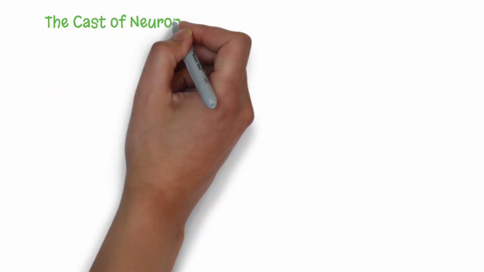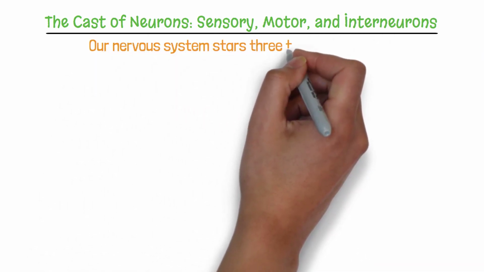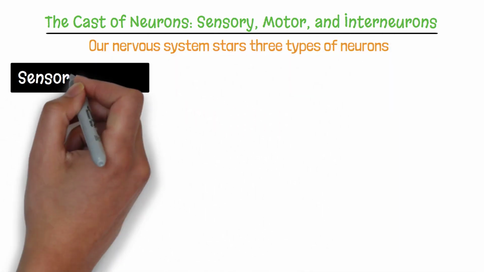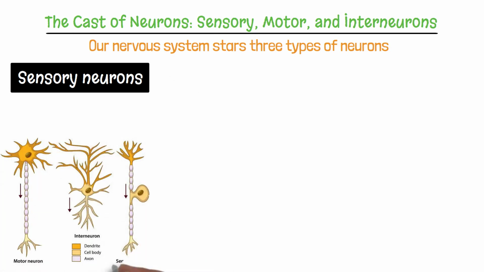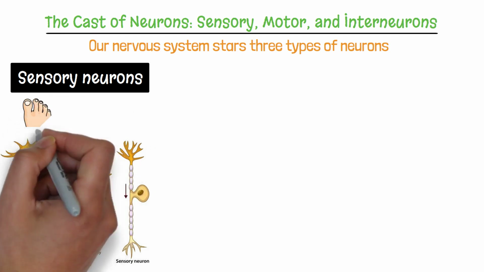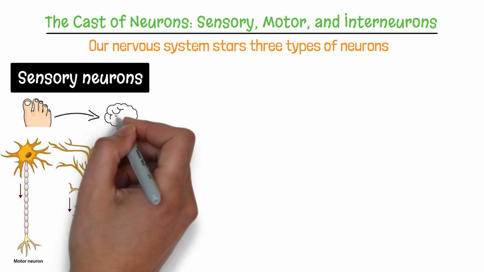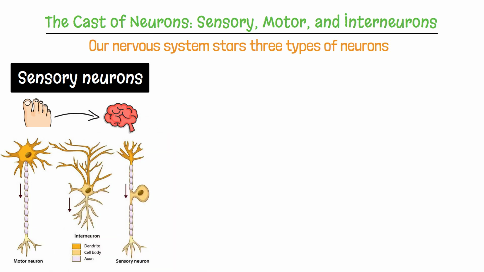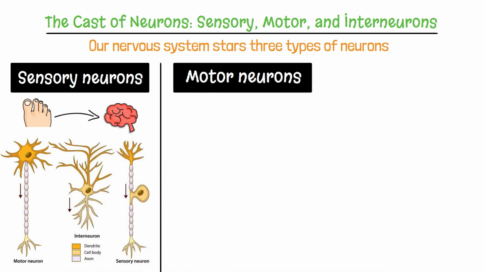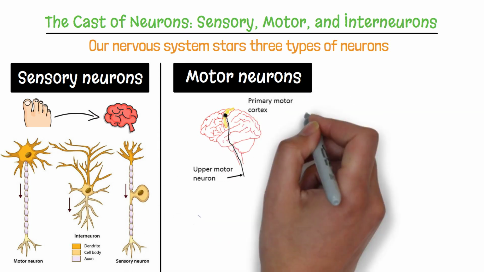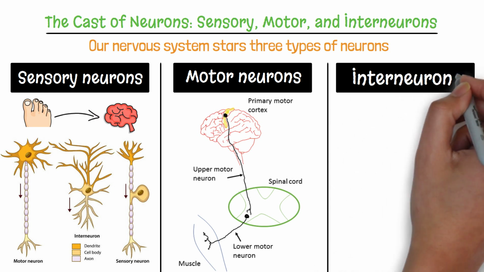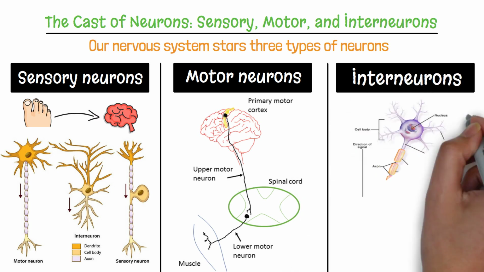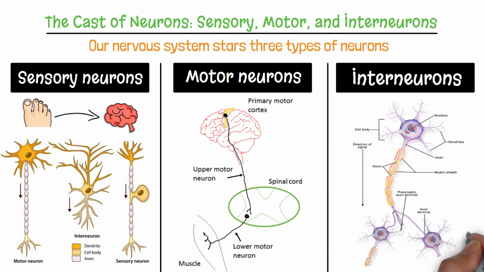The cast of neurons: sensory, motor, and interneurons. Our nervous system stars 3 types of neurons. Sensory neurons are the informants, sending signals from the body's sensors to the central nervous system. For instance, when you stub your toe, these neurons swiftly convey the pain signal to your brain, alerting you to the injury. Motor neurons, in contrast, are the executors, delivering commands from the brain to muscles, orchestrating movement. Interneurons are the intermediaries, interpreting and relaying information between sensory inputs and motor outputs within the central nervous system.